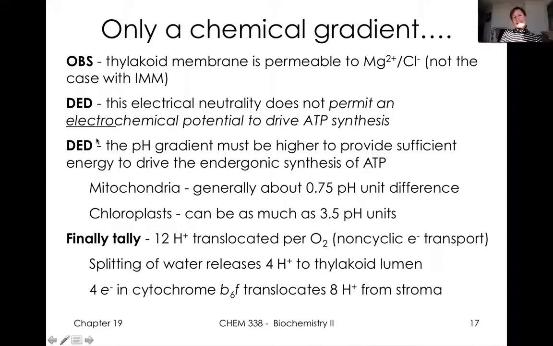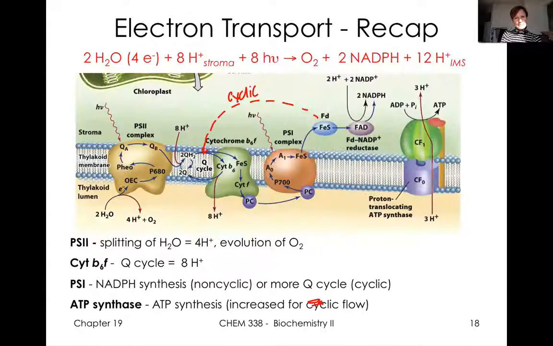So the idea is we have to have a greater pH gradient in order to have the same thermodynamic driving force. Remember, the magic number was about 3/4 of a pH unit in mitochondria. It's going to be 3.5 pH units in chloroplasts. And again, don't worry about any of these numbers, but again, final tallies allow us to have a certain number of protons translocated per oxygen generated. And so we're going to, in some ways, think about having a PO ratio again.